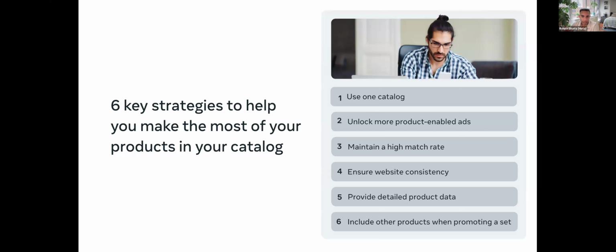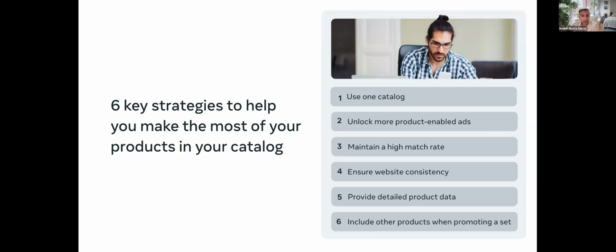First, use one catalog. Having multiple catalogs can lead to inefficiencies in ads performance. By consolidating your products into a single catalog, you can ensure consistency and accuracy across all your ads. Second, you can unlock more product-enabled ads. The more robust your catalog setup is, the more product-enabled ad formats you'll actually have access to integrate into your marketing strategies.